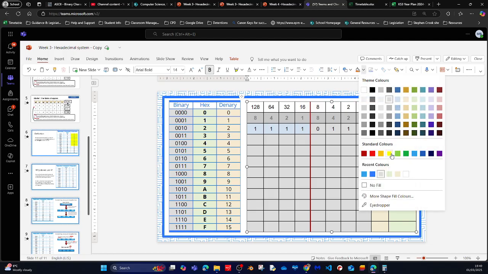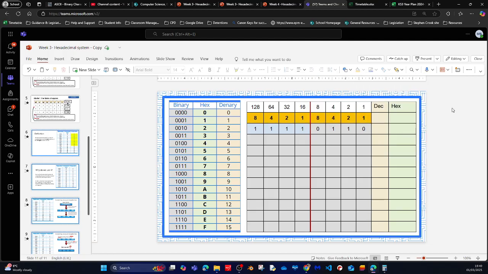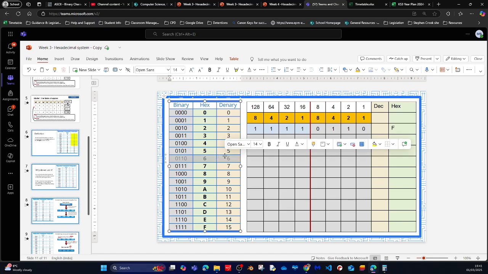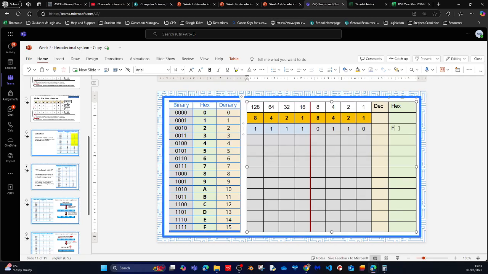If you want to be fancy and start playing with these colors, as you can see, I manipulate PowerPoint as well. You're learning to work with PowerPoint. Now, always have an open mind. So now, 1 1 1 1 is 15, which is F. And then 0 1 1 0, in hexadecimal, is the number 6. So we have 6.